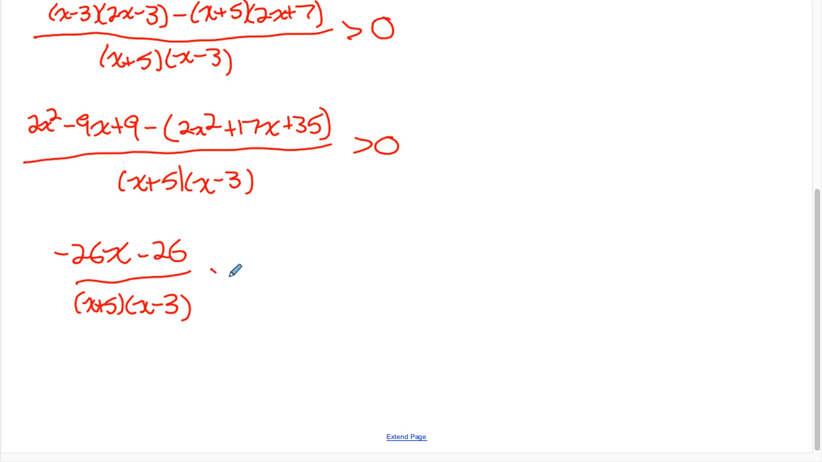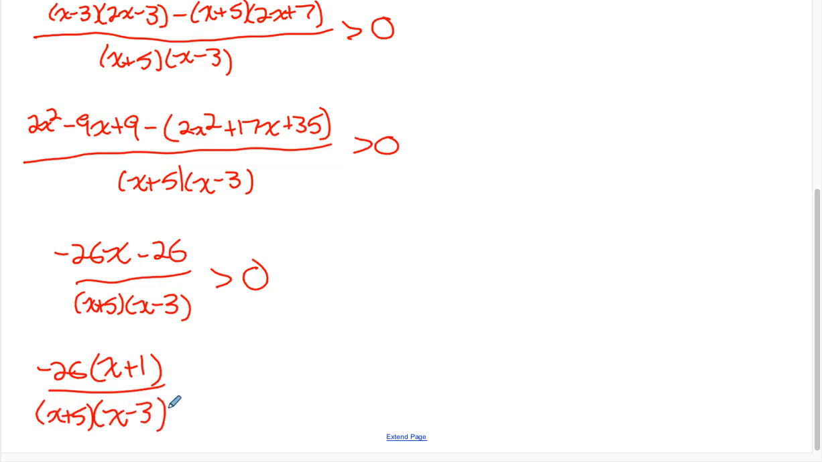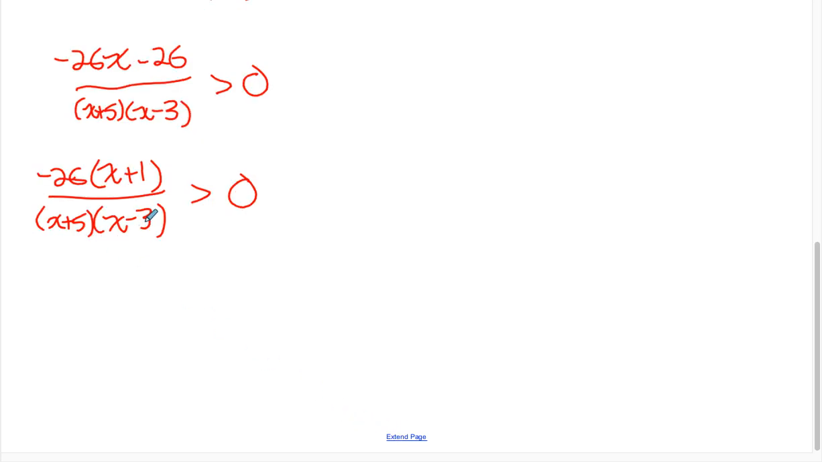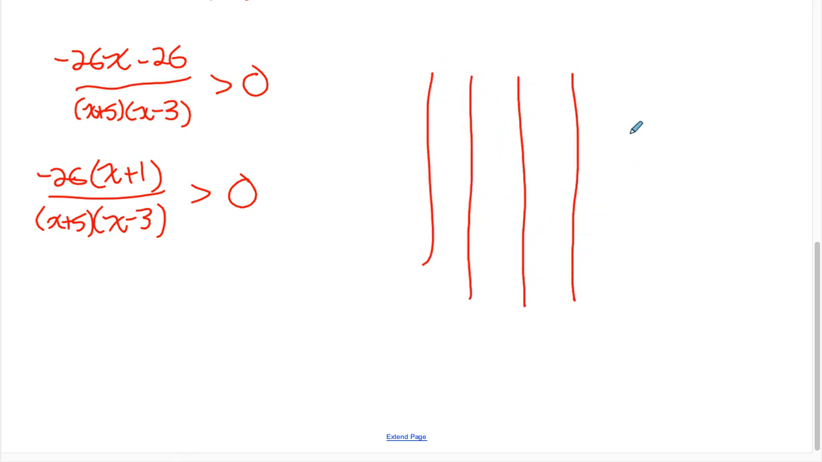I'm just going to common factor my numerator, take out a negative 26, divide them both by negative 26, I get x plus 1. Okay, now the numerator and denominator are both fully factored. So in order to figure out when this is greater than 0, all I have to figure out is when I'm going to get a positive answer here. So you can make yourself a factor table and test values within the intervals where you think it might change signs. So where would a rational function change signs? It could change signs at an x-intercept or if it crosses a vertical asymptote.